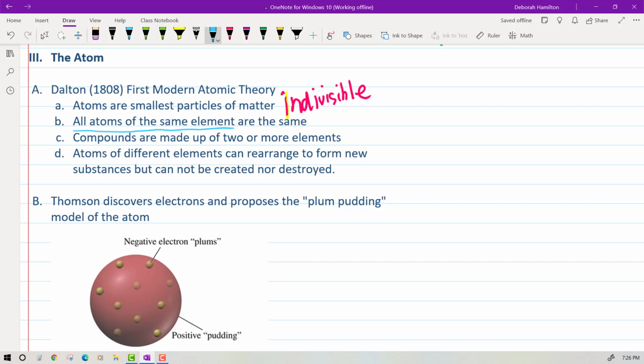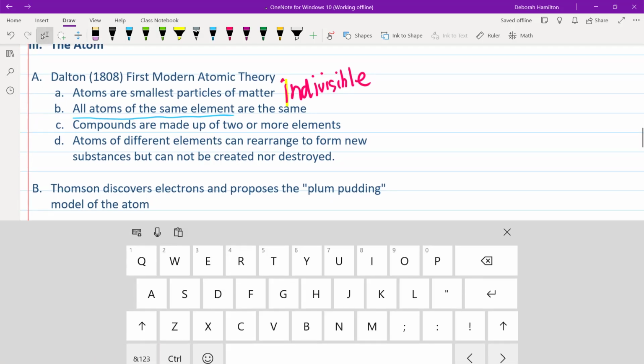So compounds are made up of two or more elements. Now, Dalton did a lot of work on this one himself, so we have to give him credit for that. Atoms of different elements, this last one, can rearrange to form new substances, but can neither be created nor destroyed. We know that today as the law of conservation of mass, and a scientist named Lavoisier actually helped to contribute this part of the atomic theory that Dalton has incorporated. So that's the first atomic theory.